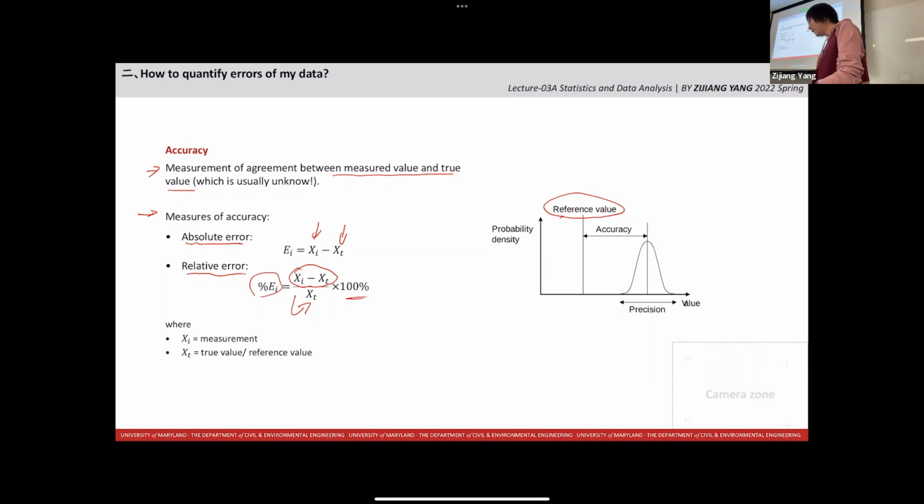So geometrically, accuracy refers to the distance between our measured data and the true value. We want to have data with small error so that our measurement data will be closer to the true value. So basically, for accuracy error, the smaller is better.